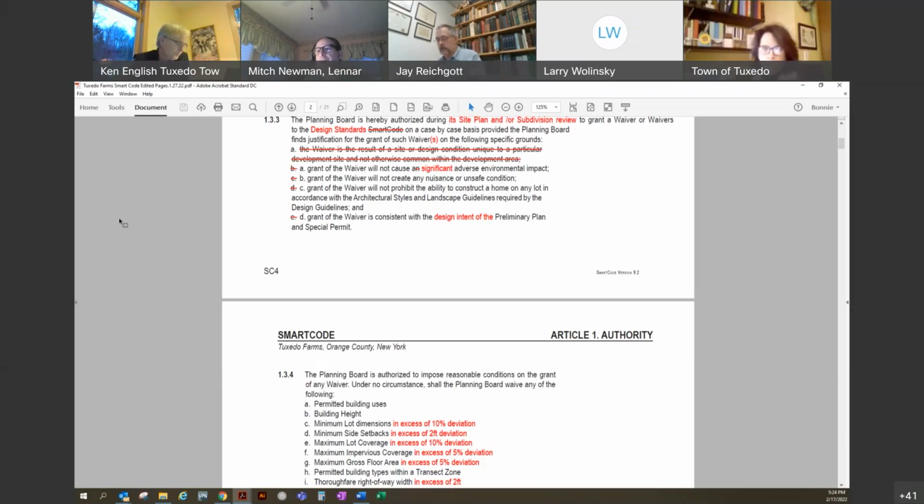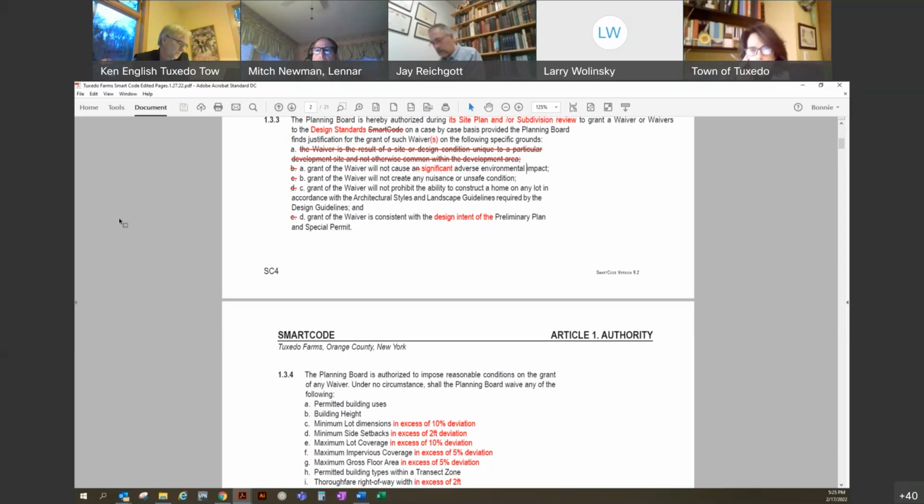So rather than be in a situation where we lose a lot or just can't design something, or have to come back to the board for a revision, we wanted to see if we could create the opportunity for the planning board to have some leeway on some of these items. And as Bonnie pointed out, we didn't dare touch permitted building uses or building heights. We anticipated that those would not be up for discussion at the planning board level. But we did want to focus in on those typical design items and keep them as minimal deviation as possible.